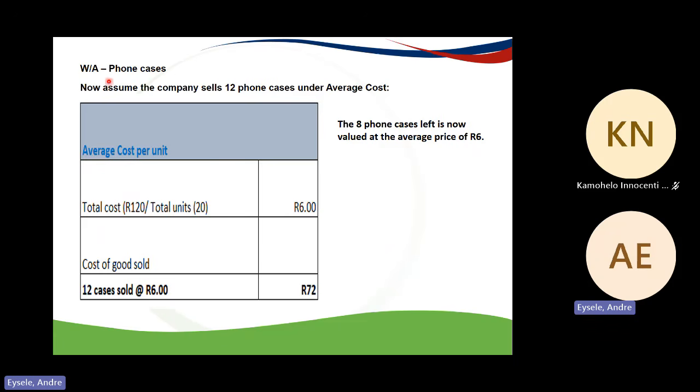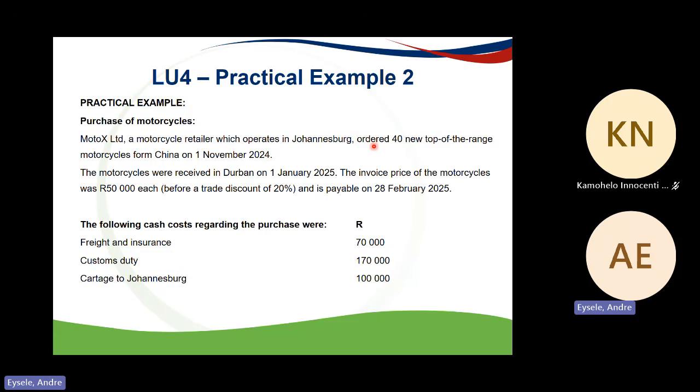Okay, now the weighted average for phone cases. Assume the company sells 12 phone cases under average cost. Remember, we said the total cost is 120 Rand divided by 20 gives you 6 Rand. So all of the items now will be valued at 6 Rand. So 12 cases sold at 6 Rand is 72 Rand. And the 8 phone cases left are now valued at the average price of 6 Rand, because it's weighted average. That's the distinction between FIFO and LIFO.